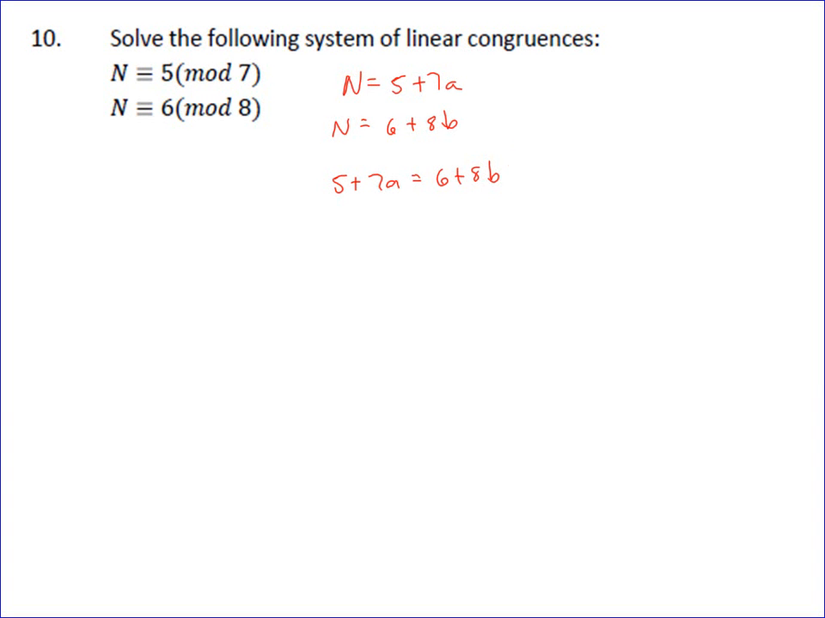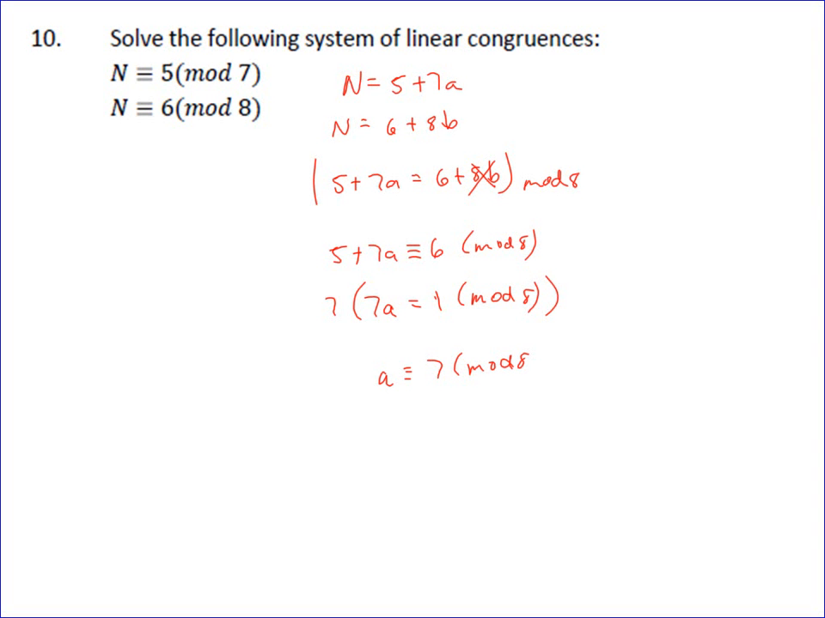And so if we take this whole thing mod 8, we're going to have 5 plus 7a mod 8 is equivalent to, well, 8 mod 8 is just 0, so it's just going to be 6 mod 8. Now it's just an equation to solve, so we get 7a equals 1 mod 8 by subtracting 5. We're looking for a multiple of 7 that's one more than a multiple of 8. If you remember the last one, 49 was one more than 48, and 48 is a multiple of 8, so you're going to multiply all this by 7, and you're going to find out that a is equivalent to 7 mod 8.